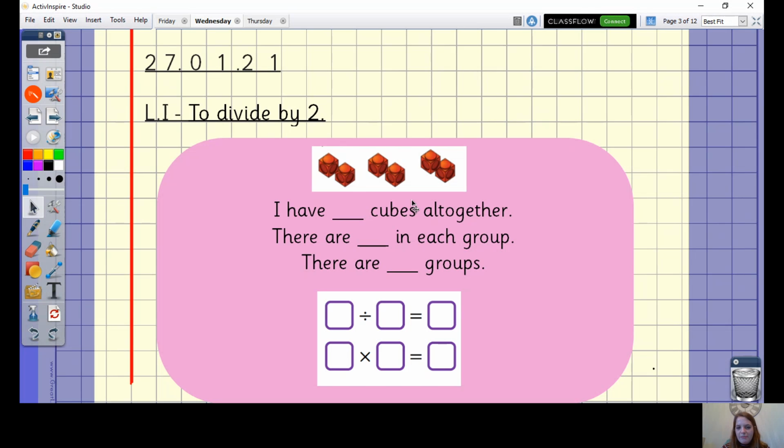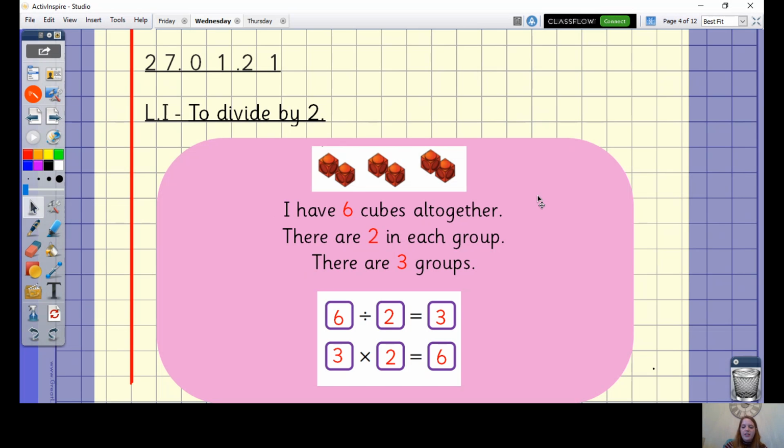It's up to you whether you want to write them down or whether you want to just say them. Okay, once you've completed those 3 sentences, I'd like you to challenge yourself to write a division number sentence to match this picture, and then a multiplication number sentence as well. Okay, pause the video now and have a go at those sentences and those number sentences. Okay, let's go through the answers together then.